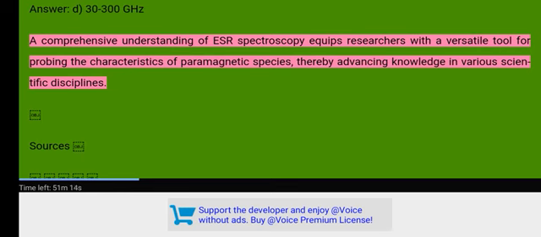A comprehensive understanding of ESR spectroscopy equips researchers with a versatile tool for probing the characteristics of paramagnetic species, thereby advancing knowledge in various scientific disciplines.